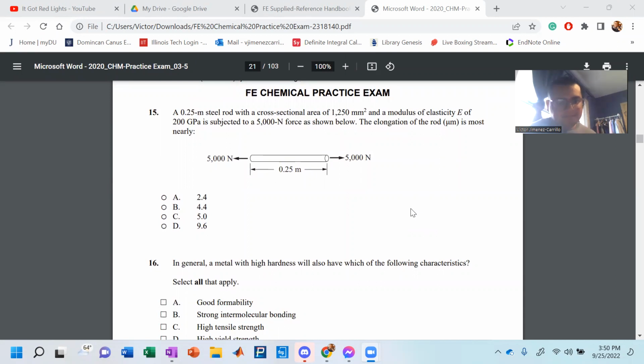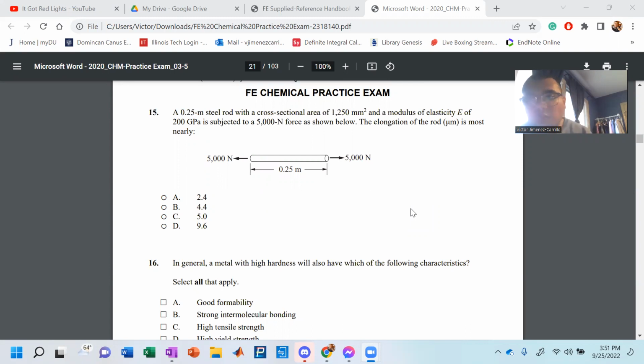Okay, 15. It says a 0.25 meter steel rod with a cross-sectional area of 1250 millimeters squared and a modulus of elasticity E of 200 gigapascals is subjected to the 500 Newton force shown below. The elongation of the rod is most nearly blank. Okay, first things first. You see the diagram? It's not a spring, so you can't use F equals negative kx. That was my first thought. Then you're stuck because you don't know how to do the rest, right?